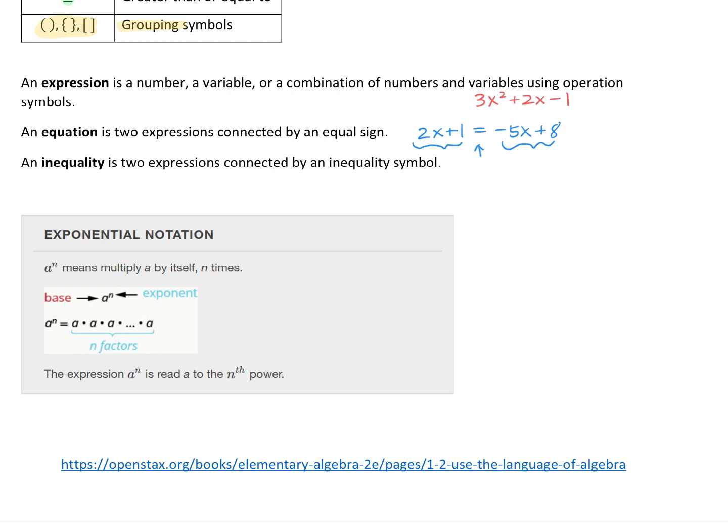So that's an equation. And then finally you have an inequality. This is two expressions connected by an inequality symbol, and it could be any inequality symbol. So 5x is less than 10 would be an example. What's another example? Negative 3y squared is not equal to 15. That would be another inequality because it's a not equal to. So anything where you join two expressions with one of those inequality symbols would be considered an inequality.